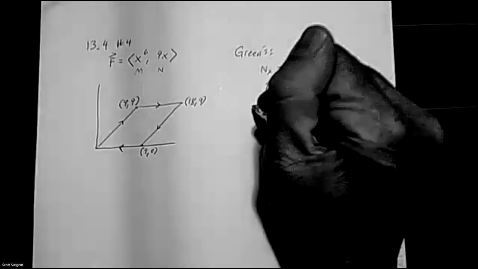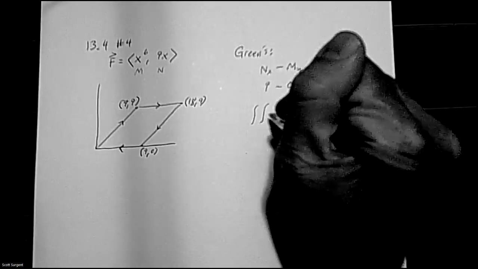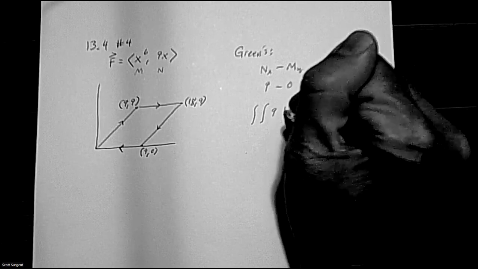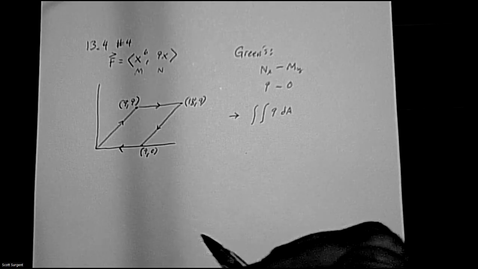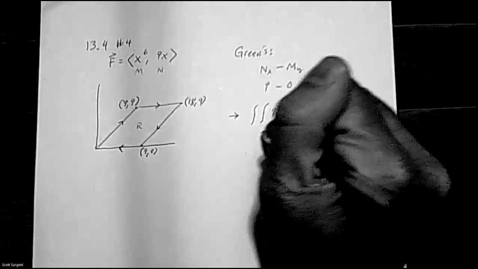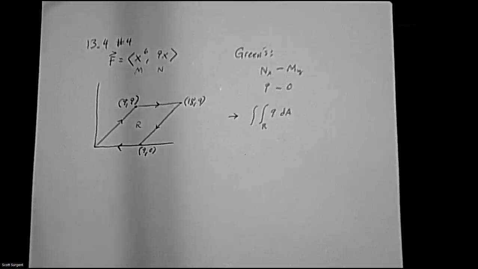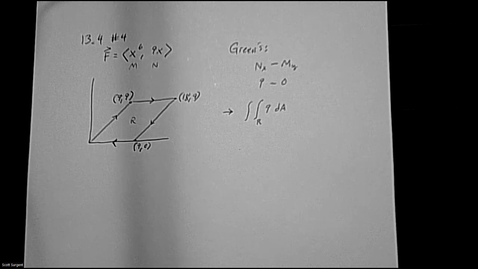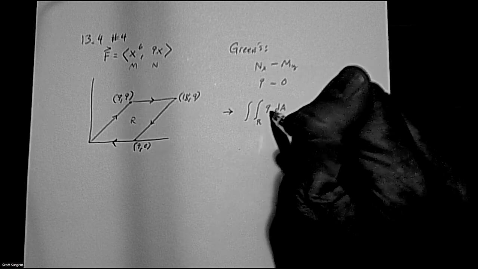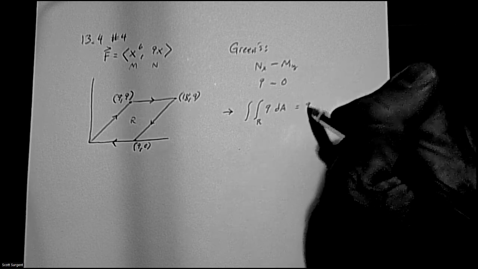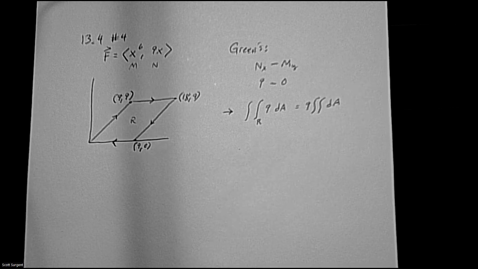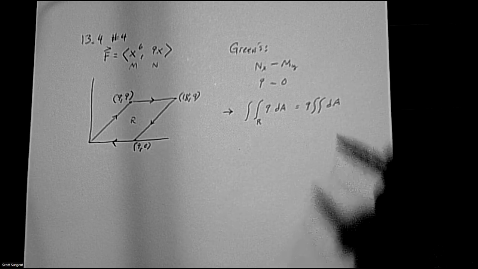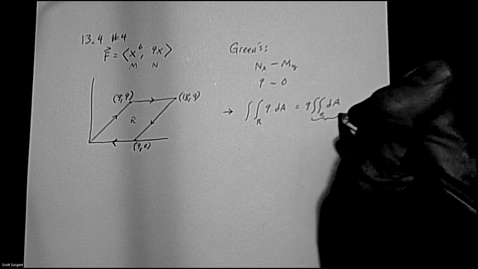Yeah. So that's good news because that means we have a double integral 9 dA, and the interior, I'll just call it R, over region R. Okay. Now, this is actually really good news because when you get a constant integrand, you can pull it out to the front, and then double integral dA of R is just the area of R.